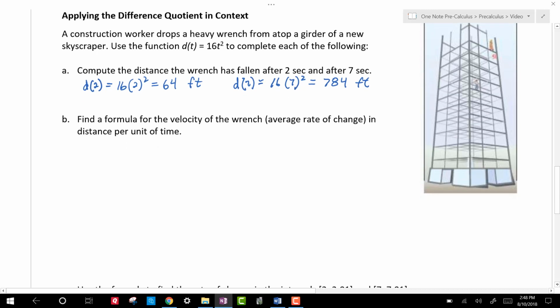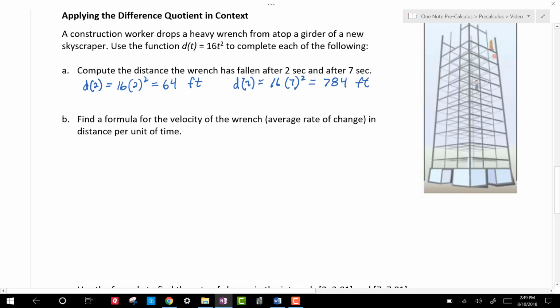And the next part of this says, find a formula for the velocity of the wrench. Now, we haven't talked about velocity specifically, but in calculus, velocity is a rate of change. Okay? Velocity is a rate of change. When you drive down the freeway at 40 miles per hour, your velocity is 40 miles per hour. Okay? Your speed is also 40 miles per hour. Okay? So when it says find the formula for velocity, they're looking for the difference quotient here.